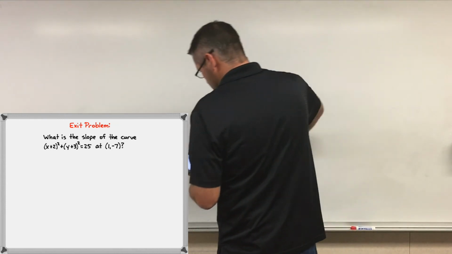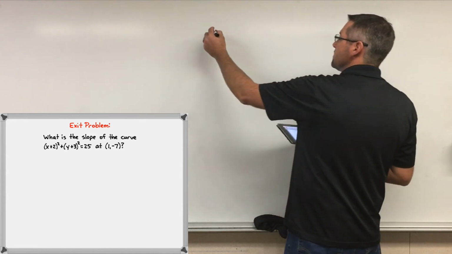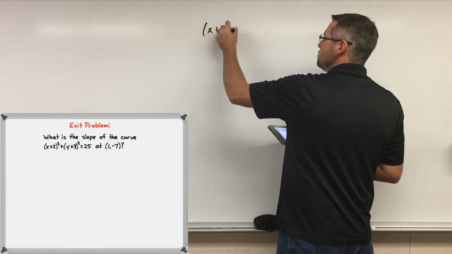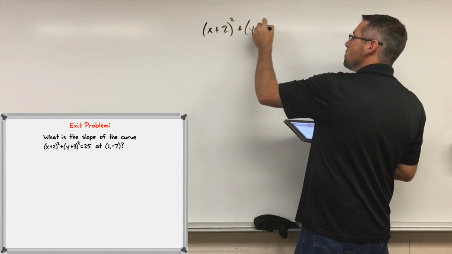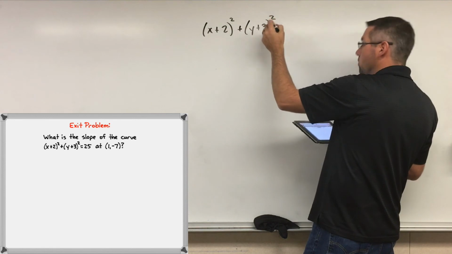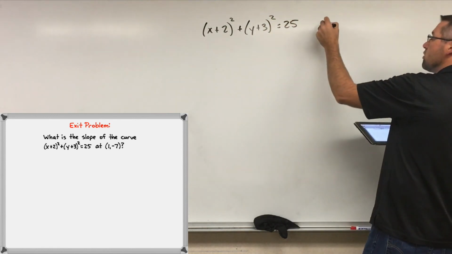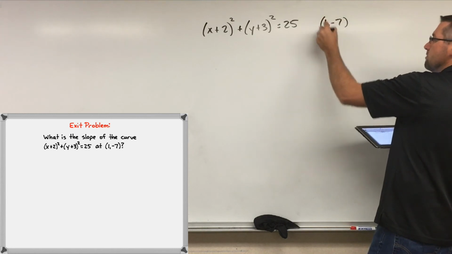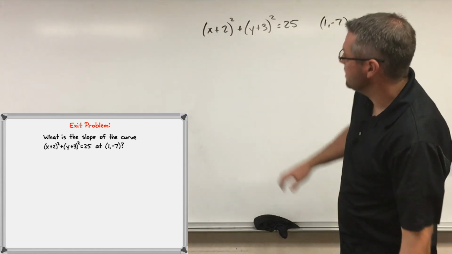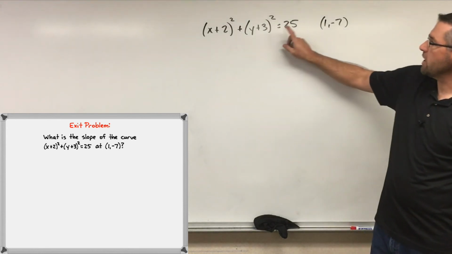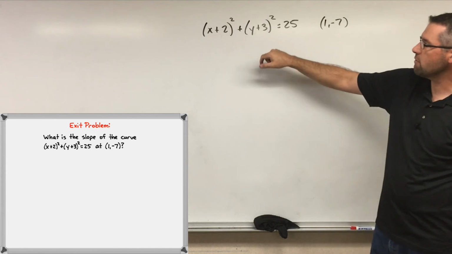So here we are looking for the slope of the curve of this equation, of this graph. We have (x + 2)² + (y + 3)² = 25, and we are looking for the slope of the curve at (1, -7). Well, you should have already recognized that this is a circle again. It's got a radius of 5, and it has a center point of (-2, -3).